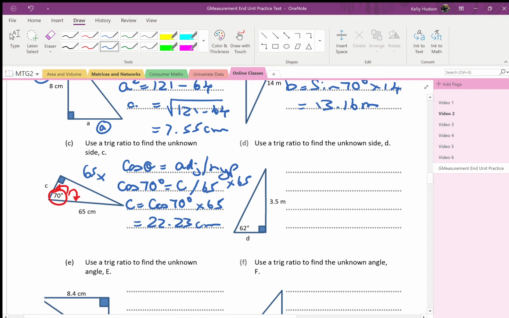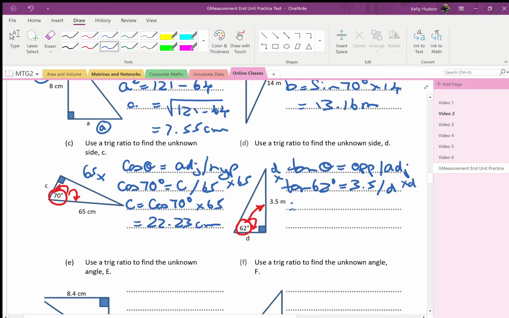Alright, for D, where's my angle? There's my angle in the corner. What sides have I got? I've got my opposite side and I've got my adjacent side. So this is going to be a tan. So tan of theta is equal to my opposite side divided by my adjacent side. Alright, so tan of 62 degrees, my opposite's 3.5, I divide by D. Now, I've got to remove the D by multiplying both sides by D.